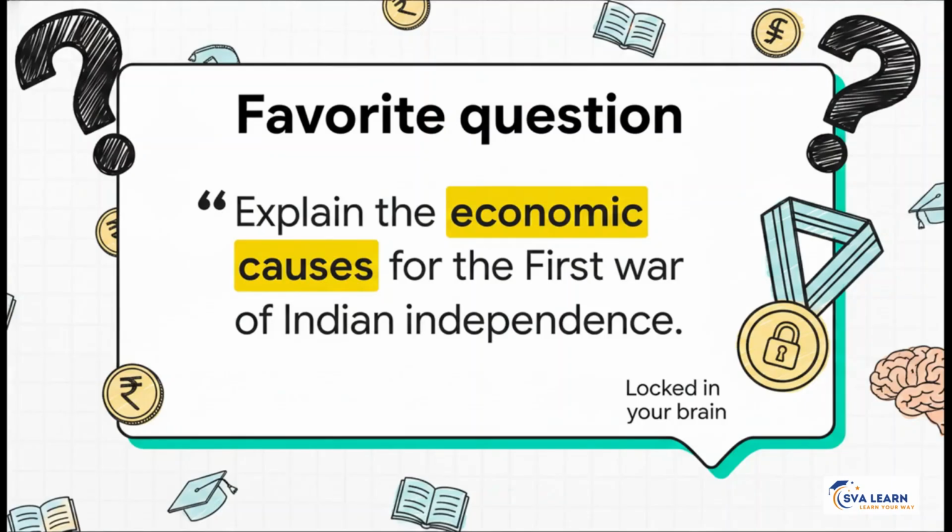Okay, look at this prompt. Explain the economic causes for the First War of Indian Independence. This right here is an absolute favorite question for the examiners. It pops up constantly on board exams, and it usually carries a hefty 6 marks. But don't worry, by the end of this quick explainer, you're going to have the perfect high-scoring answer totally locked in your brain, complete with a ridiculously simple memory trick.